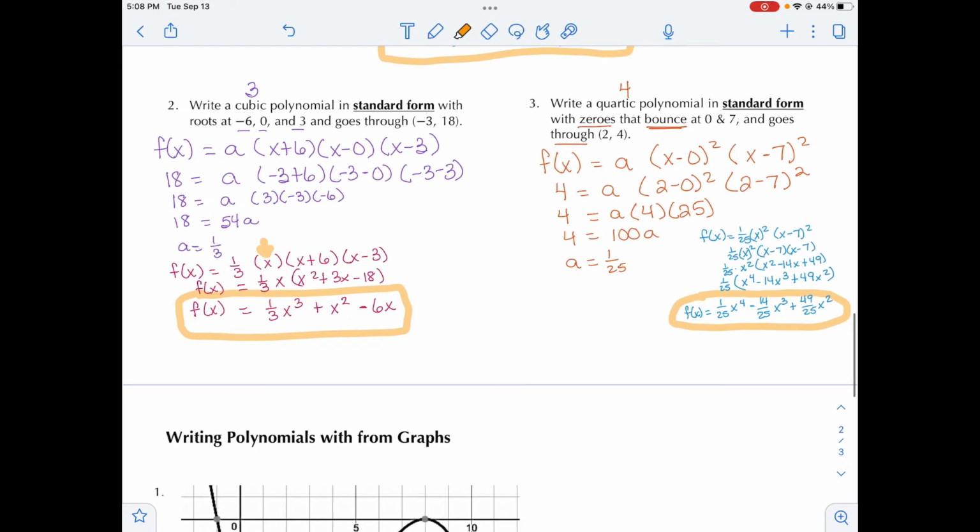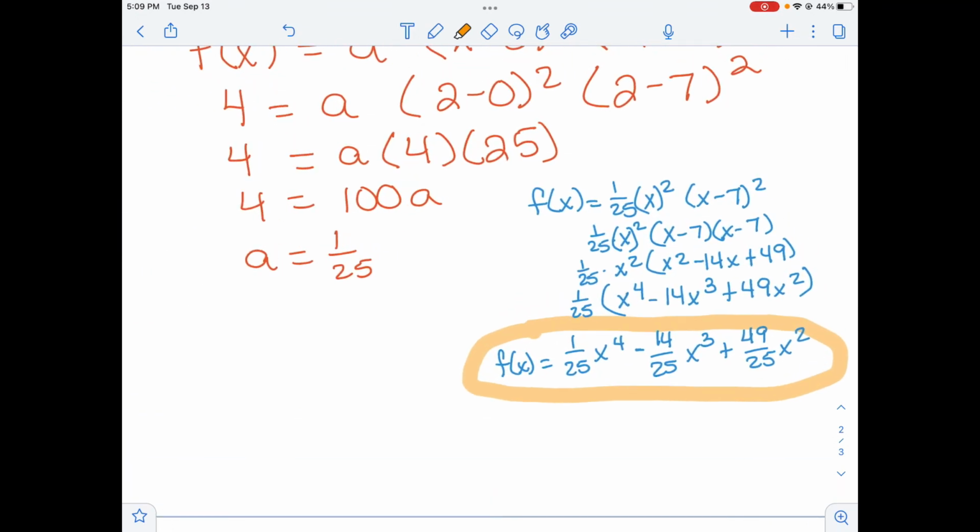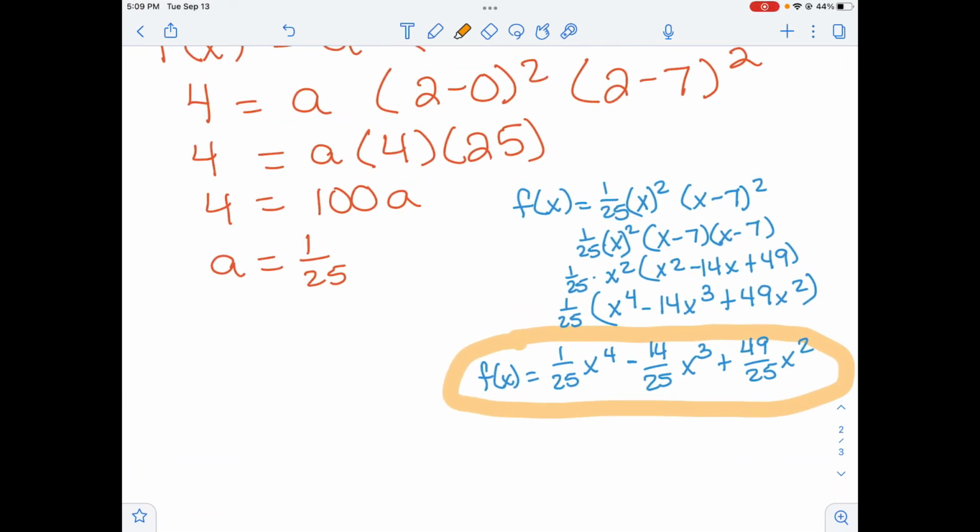On number 3, we had to write a quartic, which is degree 4, and it says it has zeros that bounce at 0 and 7, and it goes through another point. So again, I wrote it with x minus 0. This time it's squared because it's bouncing, and x minus 7 squared because it's bouncing. Plug in an a. We're going to use another point, so I used the point they gave us, 2 and 4. Solve for a and got 1 over 25. And then here, plugged it back in, and then distribute it out to get it into standard form. And my final answer is here at the bottom.